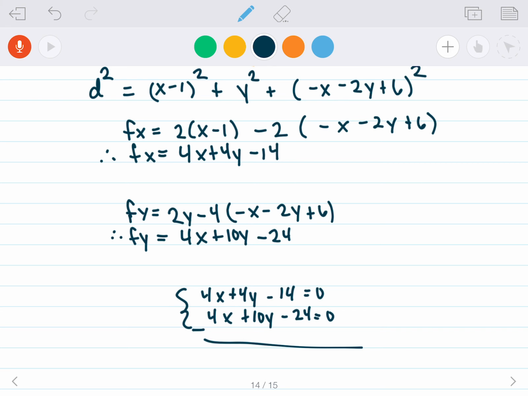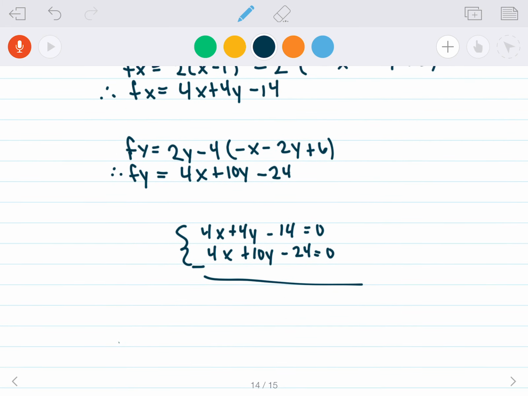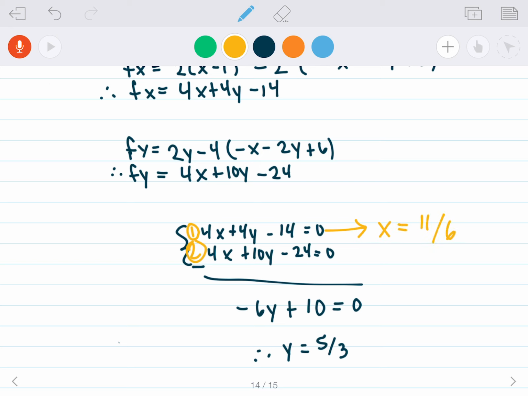what I'm going to get is 4y minus 10y, which is -6y, and -14 plus 24, which is 10, and then 0 minus 0 is 0. So solving for y, I get y equals 5/3. And then if I plug y back into one of these equations, either 1 or 2, I'm going to end up getting x is equal to 11/6.